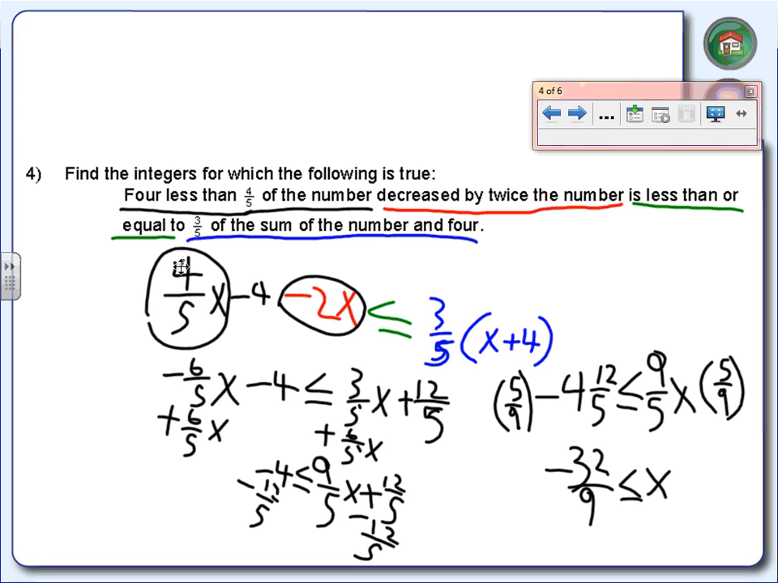Now, some of you may write your answer like this. I personally prefer the x on the left side, so I usually write it as x is greater than or equal to negative 32 over 9. That doesn't mean that this answer is wrong. It's just the way I prefer to write it. However, even that is not correct. What's wrong with the answer? Anybody see it?